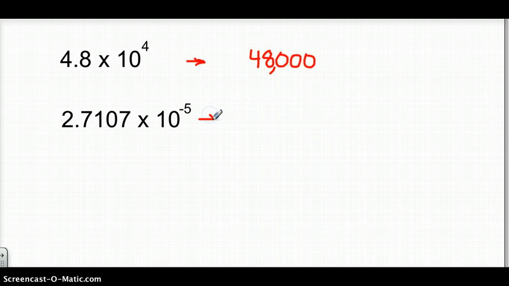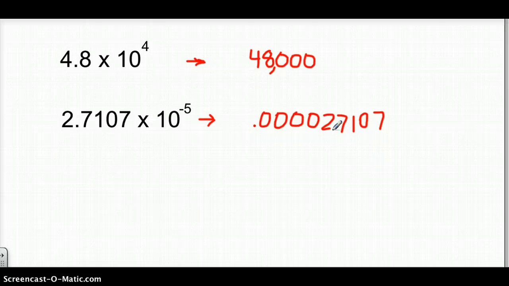In this other case, we got a negative exponent. So we start at 2.7107, and now we're going to go 5 to the left. So we would need to fill in 4 extra zeros. So we would then have 0.00027107. And again, we would have started here. The exponent says negative 5, so we go 5 places to the left. So we go 1, 2, 3, 4, 5, which gets us back to here. So that gives us a couple examples of going from scientific notation to standard form.